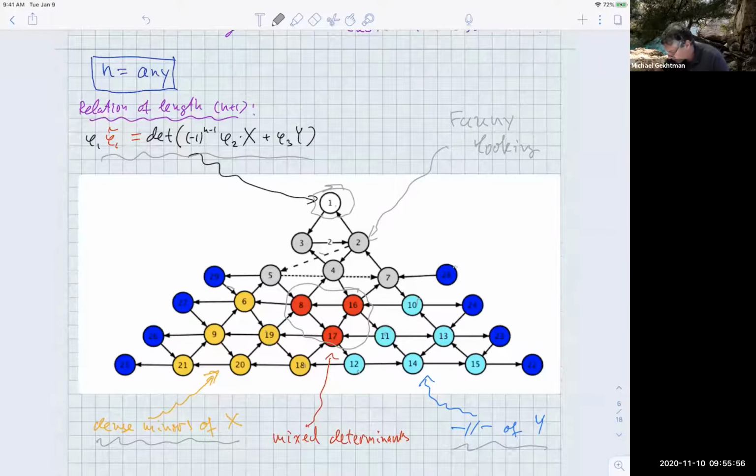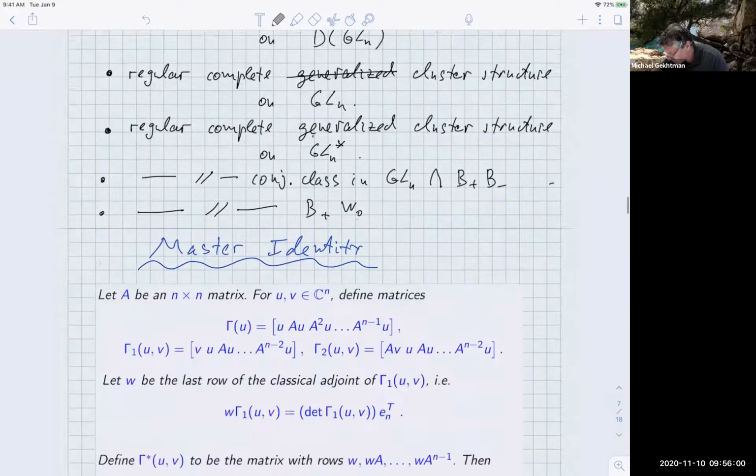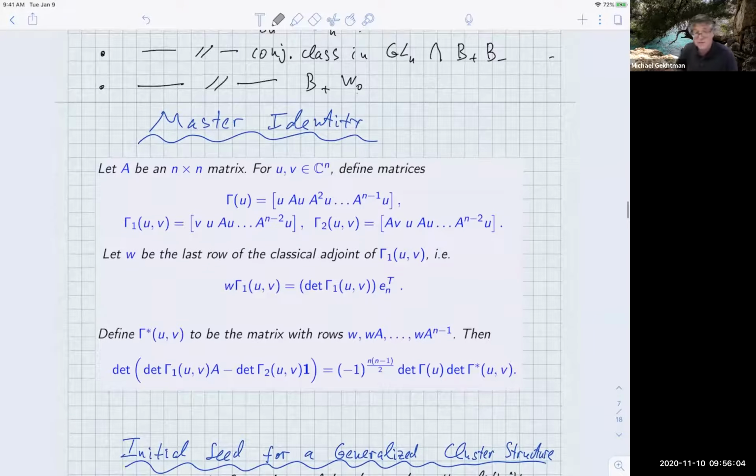And so we found this identity, which we'll also call this main master identity, which looks much less pleasant than the Plücker relation. So let me just briefly describe what's important here and then what's maybe not so important. So we have an n by n matrix, right? And we fix two vectors.